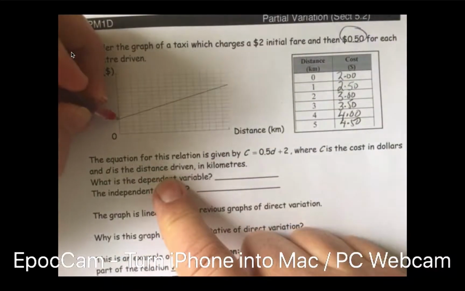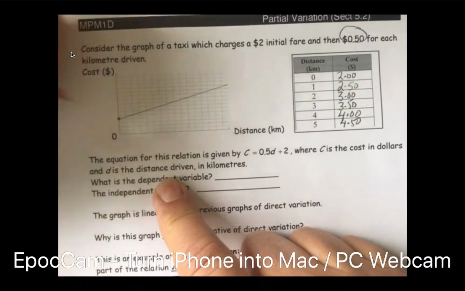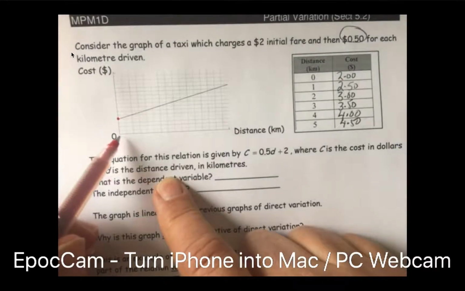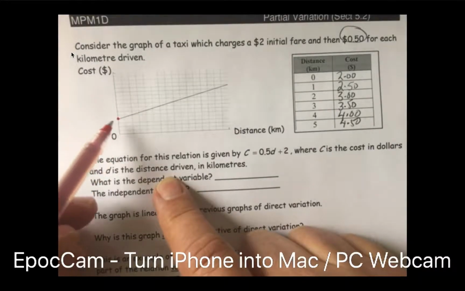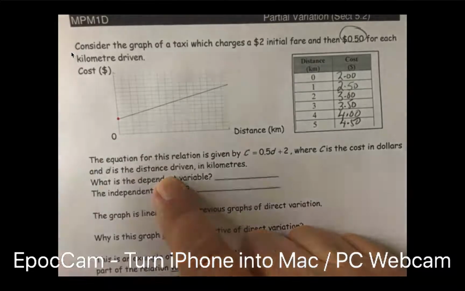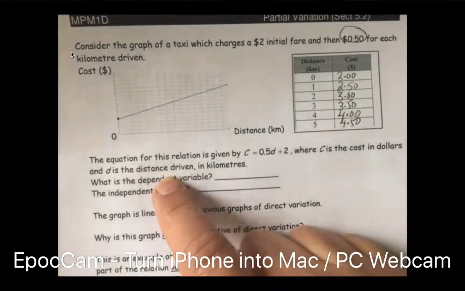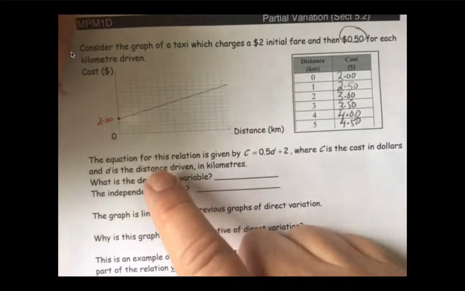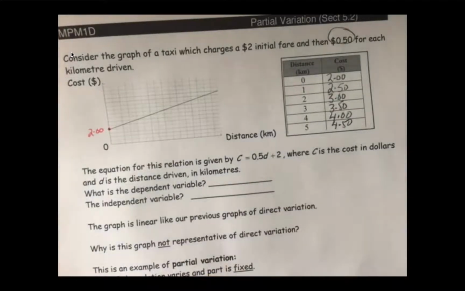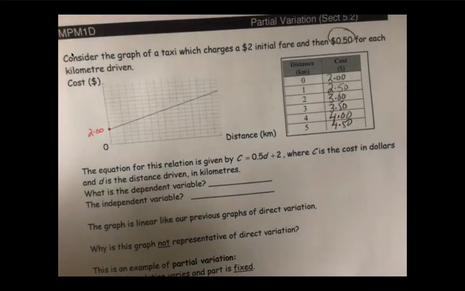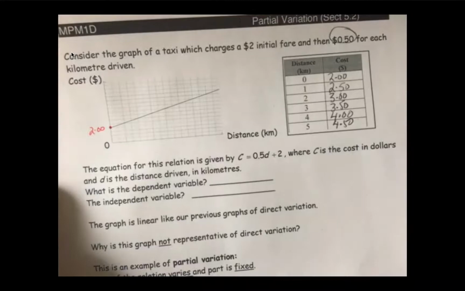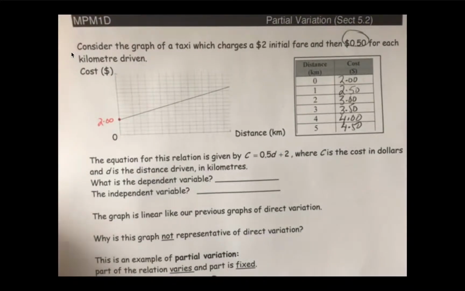It crosses the vertical axis, the cost axis, right here. It doesn't cross it at the origin like it does if it's direct variation. Instead, it crosses it right here, and that is going to be a value on this axis of $2. I think in this graph, each grid is, we have 1, 2, 3, 4. So each grid is going to be 50 cents in this case.